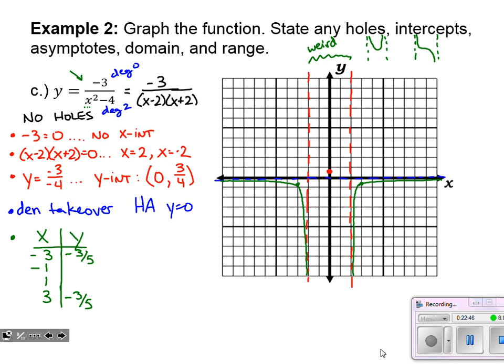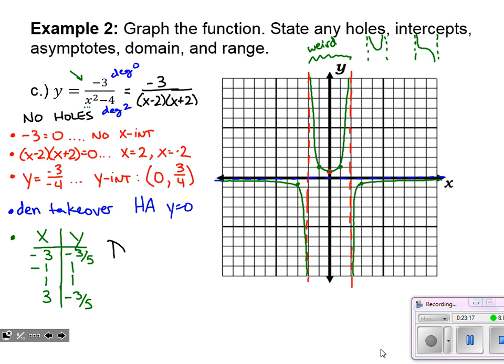What about negative 1? Then I would have negative 3 over 1 minus 4. Oh, that's negative 3 over negative 3. It's a positive 1. So negative 1, positive 1 is another point on that graph. And if I plug in positive 1, I will get the same result. So the point (1, 1) is on that graph as well. So we can see that we definitely have one of those mini parabola cases here. There's our graph.